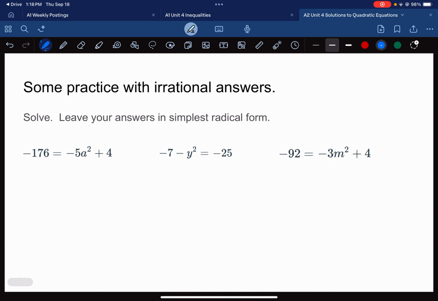So let's practice with some of these irrational values then. So rational numbers would be ones we can take the square root of. Irrational values then include the values that we cannot take the square root of. So let's just do this first one together.